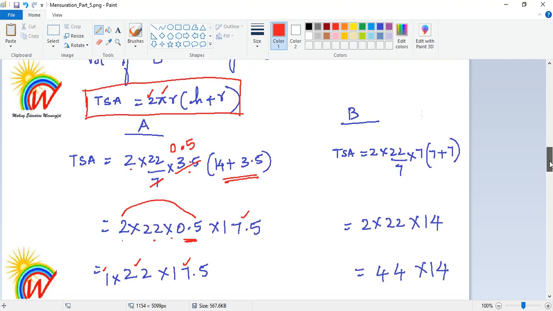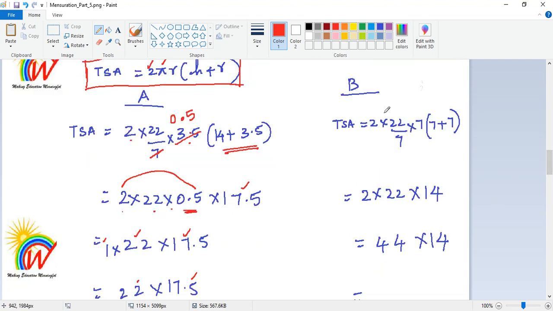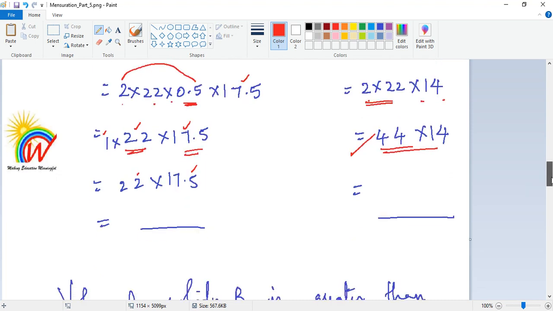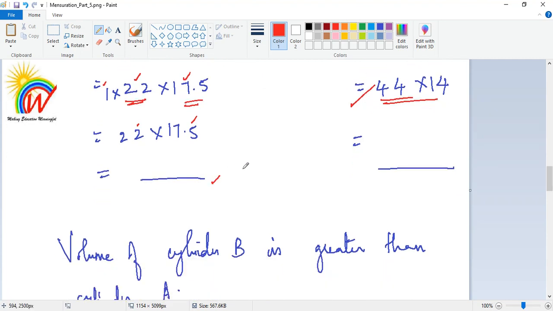And here you see, come to B. Okay. 2 into 22 by 7 into R is also 7. Height is also 7 and R is also 7. So you get, see the 7 and 7 get cancelled, and you get 2 into 22 into 14. Okay, 7 plus 7 is 14. So 22 into 2 is 44, 44 into 14. Now you see, this is 44 into 14, this is half of 44. 22 into, just the 17.5 is slightly more, that's it, isn't it? It's not much more, it's just slightly more. So obviously, this seems to have a larger total surface area. Okay, but still, you have to multiply and then check if this is correct.